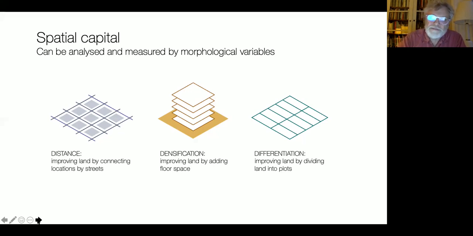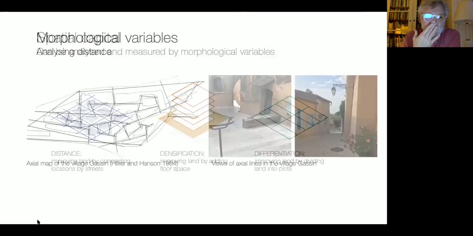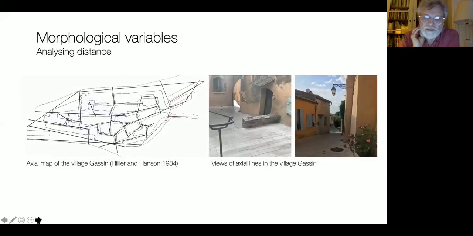But you can also differentiate land and improve it thereby by dividing it into different plots. Land can be divided into different pieces, and the size and the configuration of these pieces can prove very important. So here we have a broader set of morphological variables that we can work with to describe what we call here spatial capital. And if we start with distance, I don't need to tell you anything here.